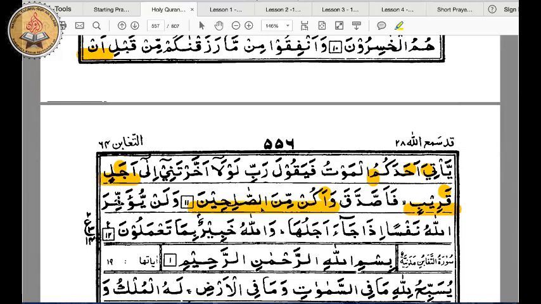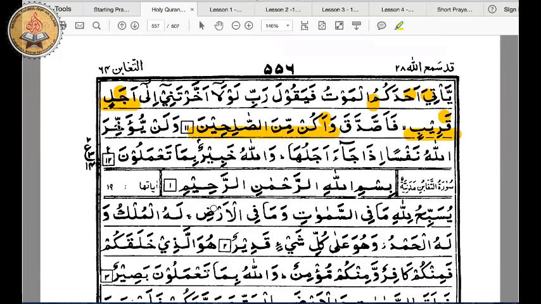Okay, very good. And just read to the end of the surah, please.